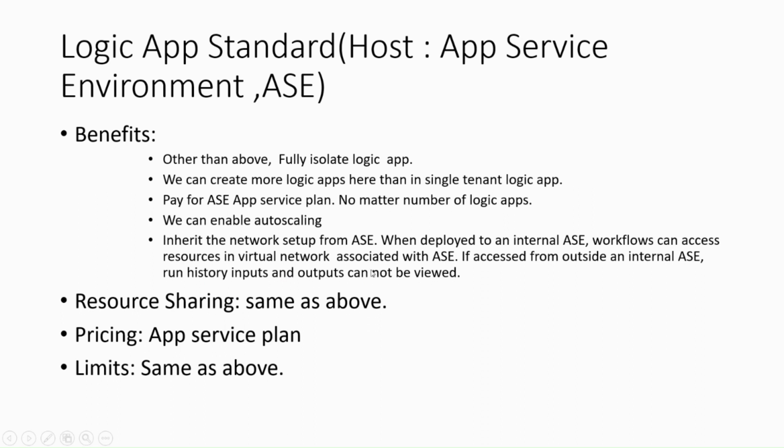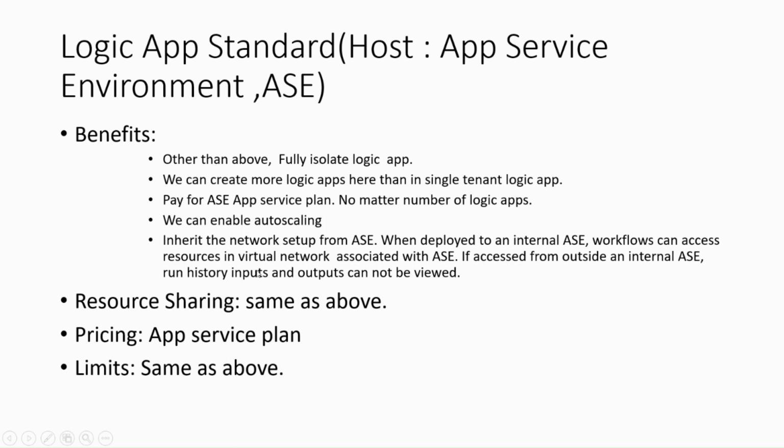What it means is if we are deploying to an internal ASE, whatever workflows are there inside that ASE can access all of the resources which are present in the virtual network. We don't need to create any kind of private endpoints and so on, which we have to create in case of Consumption. But here we need not. We can access the Key Vault which is in a different subnet, and if, let's say, our Standard Logic App is in a different subnet, we can access it because it inherits the network setup from ASE.